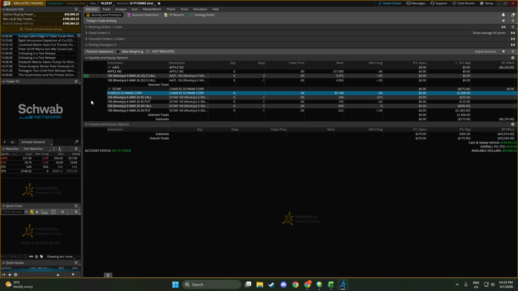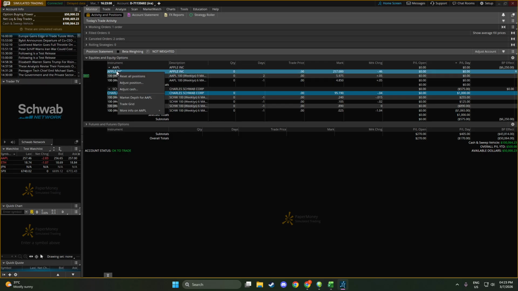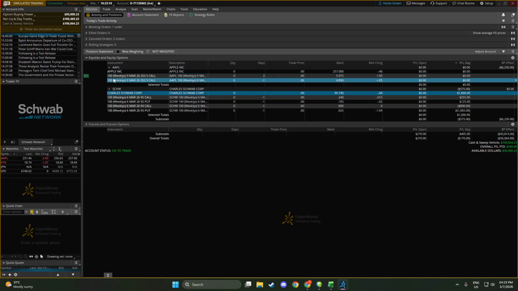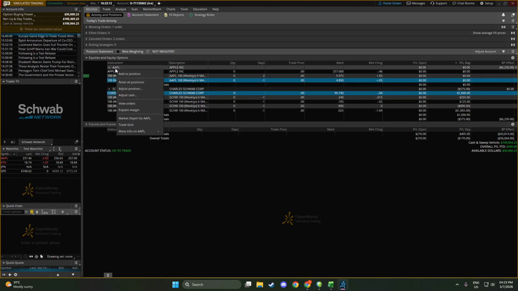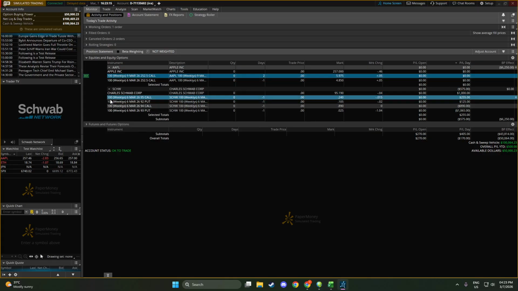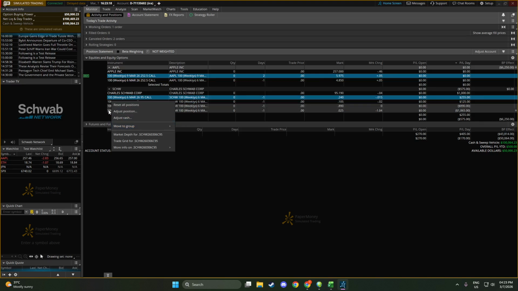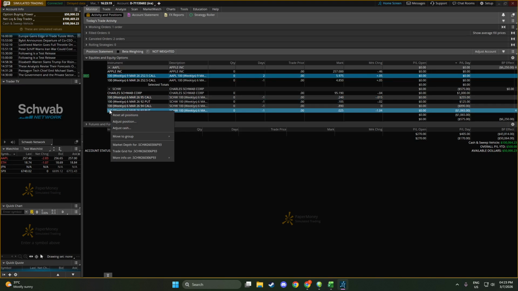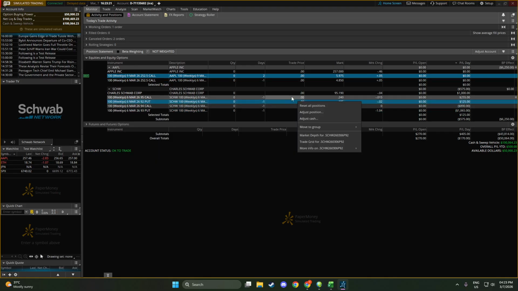Right-click on any position to bring up powerful actions. Close position will build an opposite order to flatten that trade, so you can quickly lock in gains or control risk. Analyze Trade opens the risk and profit analysis so you can visualize scenarios before making a move. Create Alert lets you set price or mark triggers to stay on top of key levels without staring at the screen. And View Chart or Company Info gives you fast context to the underlying you're trading.